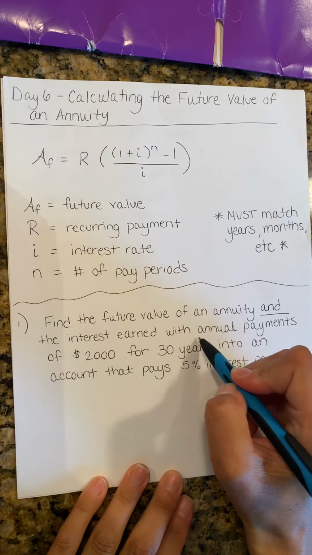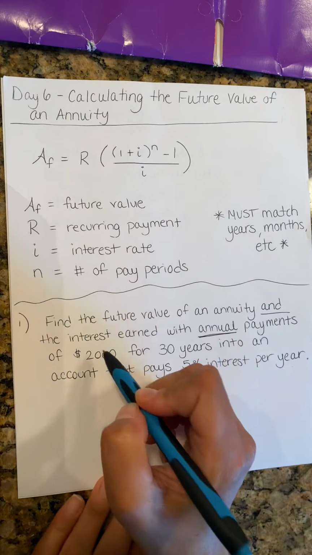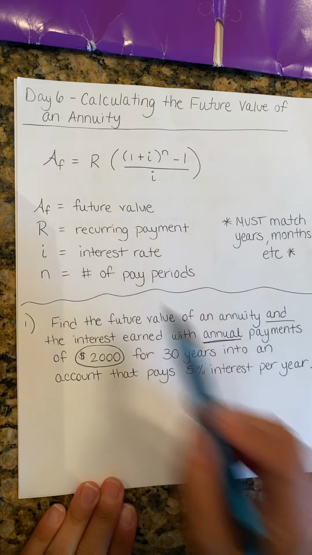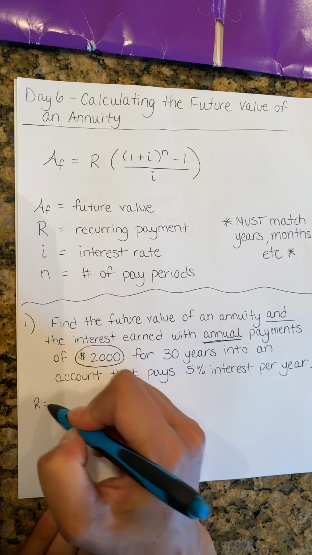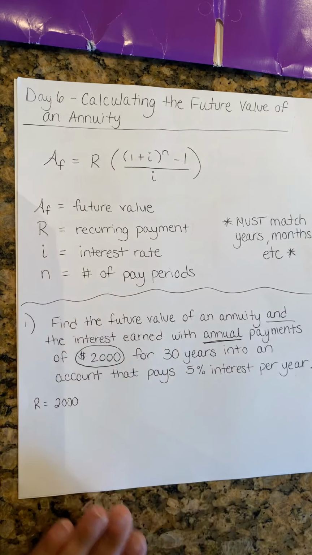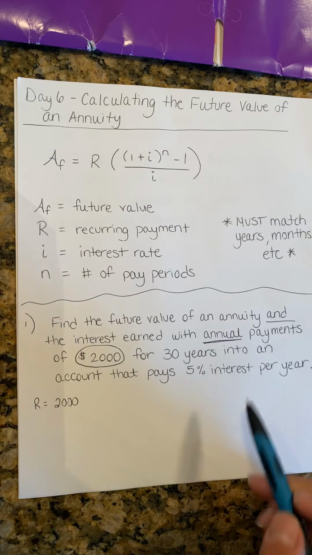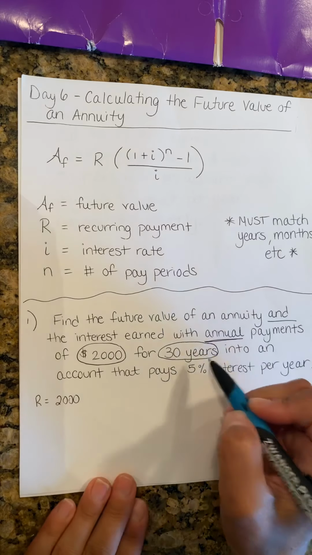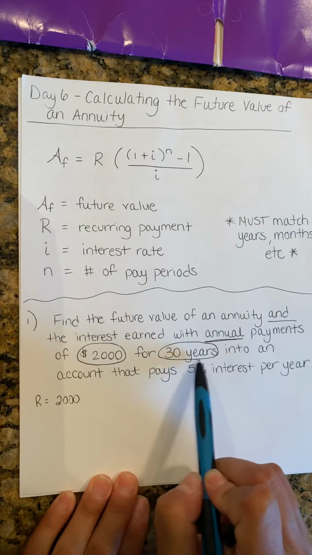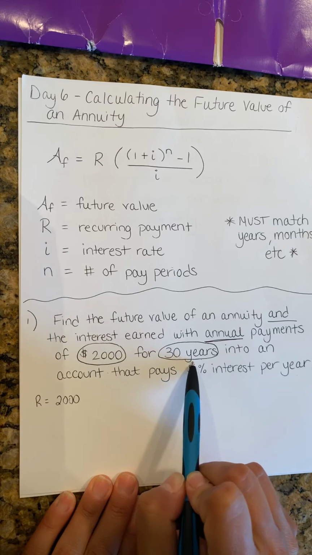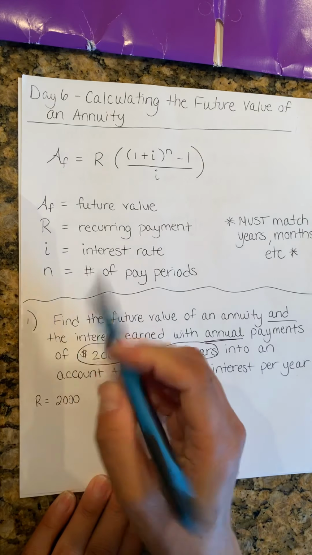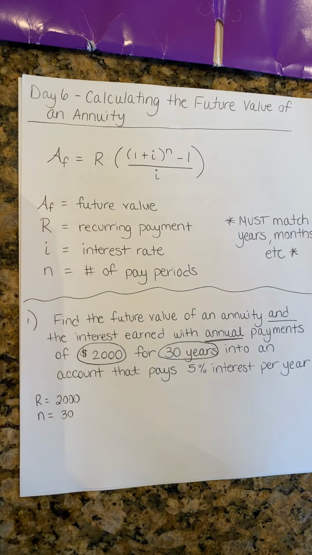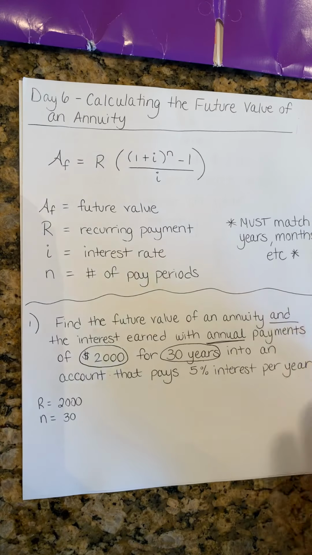So first off, annual means yearly. So that means every year I'm putting $2,000 into this account, which is my R, my recurring payment. So my recurring payment is $2,000 every year for 30 years. So that matches years and years. So 30 years means that I'm going to be making $2,000 payments 30 times. So that is my N. That is my number of pay periods. I'm going to be putting 30 amounts of $2,000 into this account.